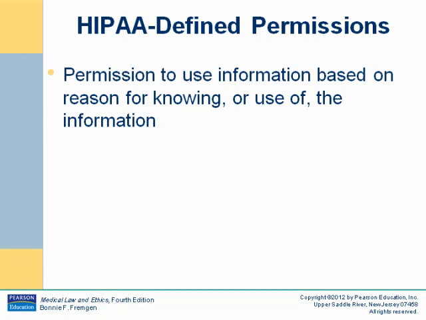Defined permissions. The HIPAA defined permission is permission to use information based on a reason for knowing or use. So you just can't go hunting around in patients' records just because you're bored or you have an interest. You might have known their nephew's goddaughter. No, it has to have a reason for you to be there, and it's going to be a good one.